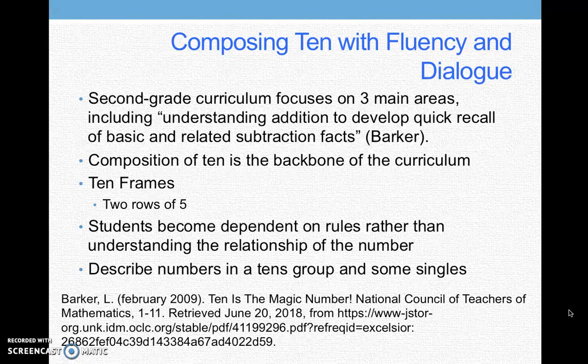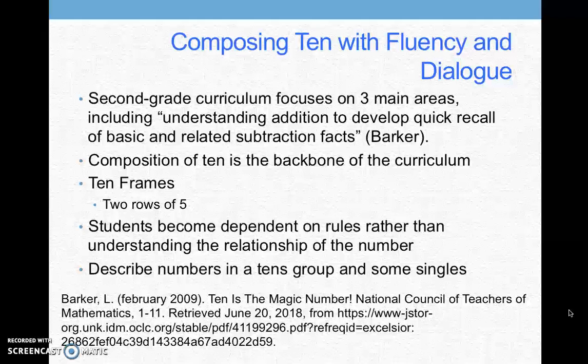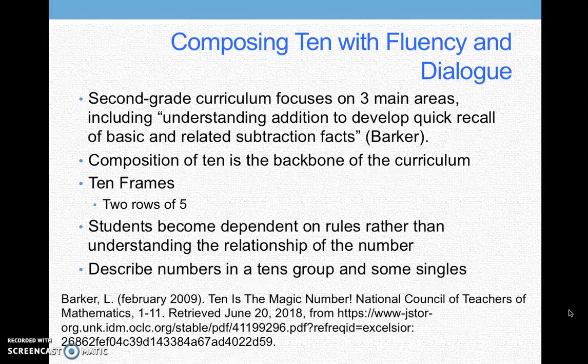My article is about composing 10 with fluency and dialogue. In this article, the second grade curriculum focused on 3 main ideas, including understanding addition to develop quick recall of basic and related subtraction facts. The composition of 10 is the backbone of the curriculum.